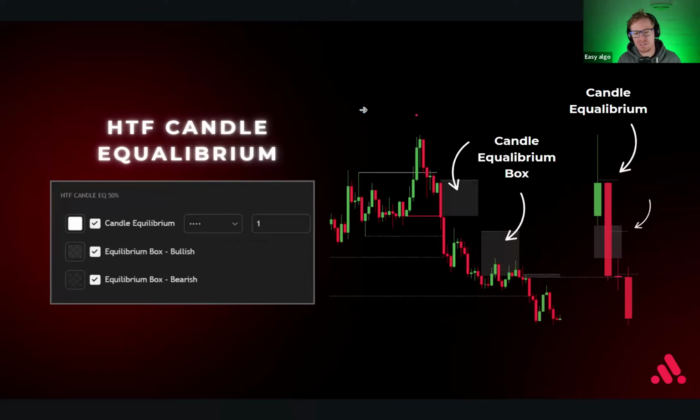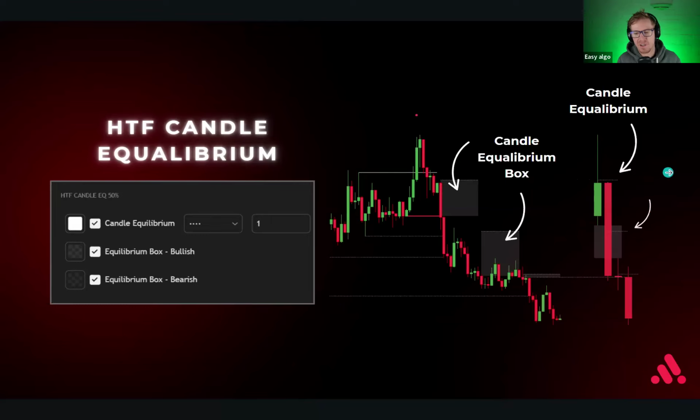Then we go over to the higher time frame candle equilibrium. And these are fantastic ways to track your trades and to just see if the market is staying within a bullish or bearish environment. So you can see over here on the chart, candle equilibrium. We mark it on our charts, and it will draw these middle line equilibrium lines on our candles. So every candle will be measured from the top of the candle to the low of the candle, and then it will draw the 50% line in the center.